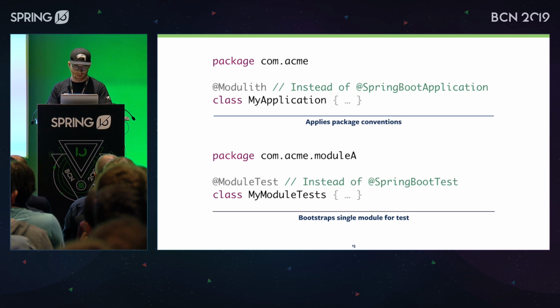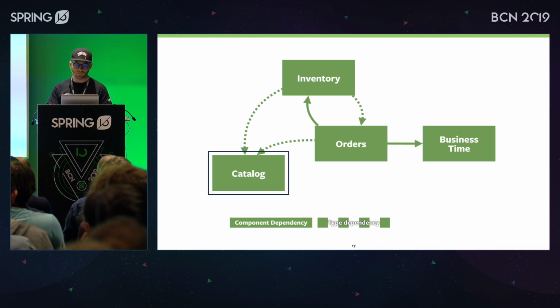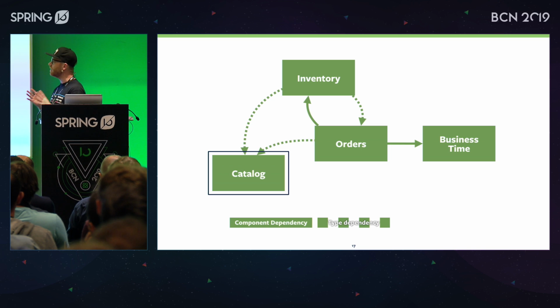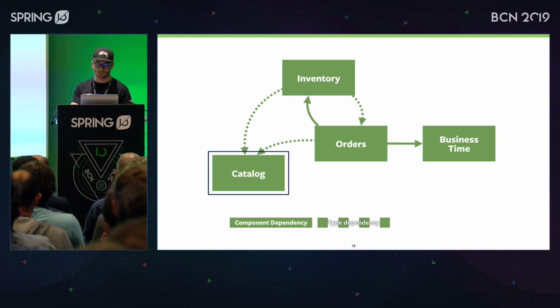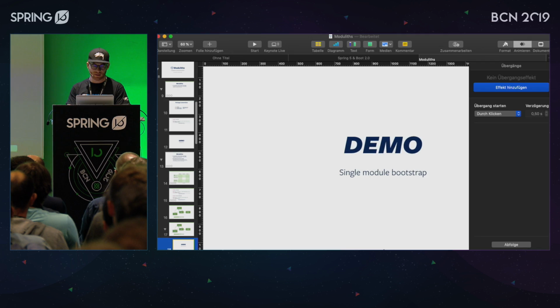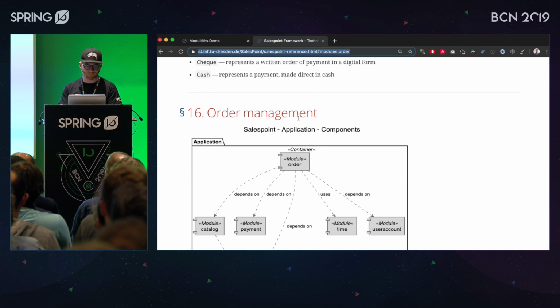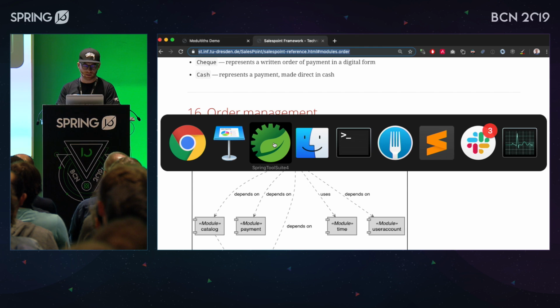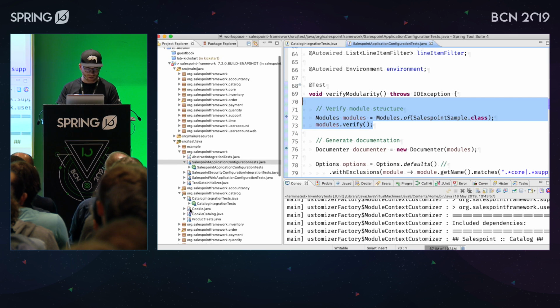Right? So let's see that in action. For the catalog, because why do we start with the catalog? It's the easiest thing because it doesn't have any outgoing dependencies. So let's see how that works. Here we go. Sorry about that.